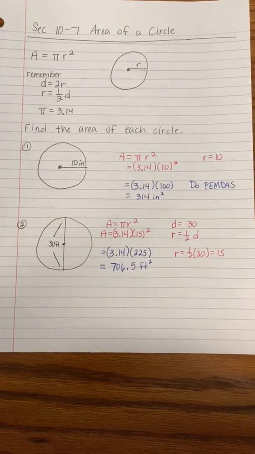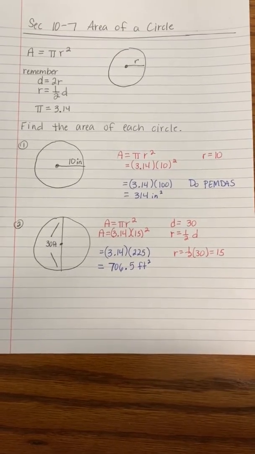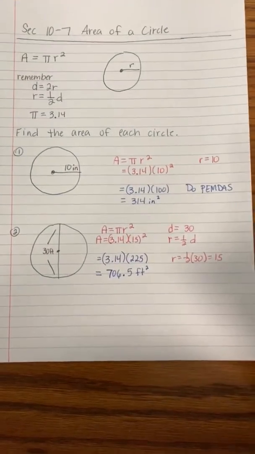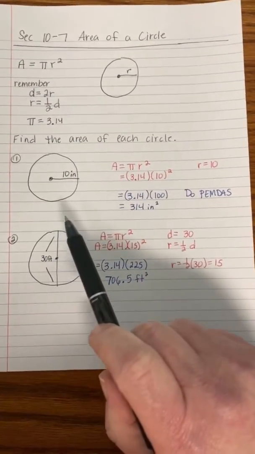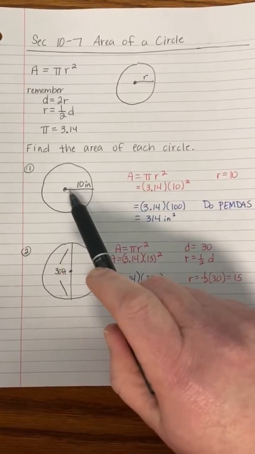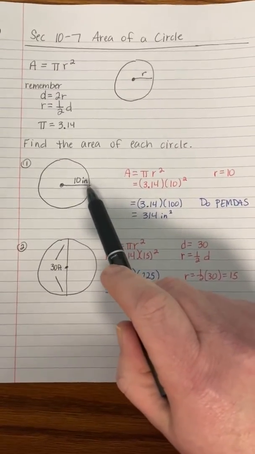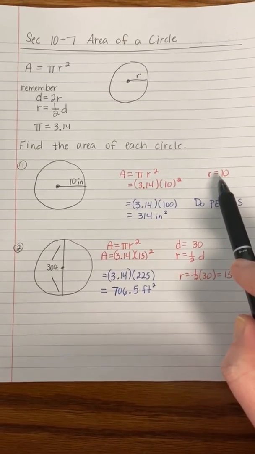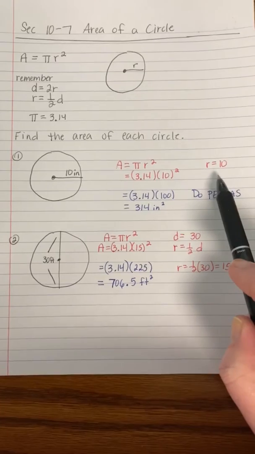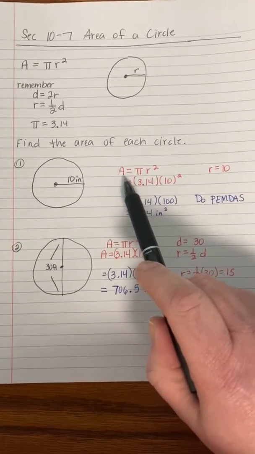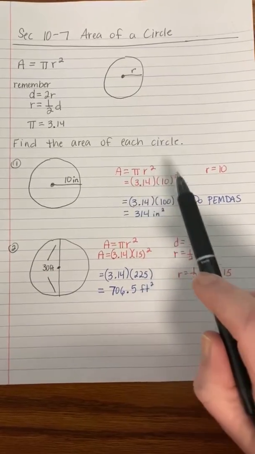All right, so we're just going to do 3 quick examples of how to find the area depending on whether you have a radius or a diameter or not. So number 1, if you look at my picture, this is going from the center out. So 10 is my radius. So I don't have to do anything to find my radius. I already have it. So I'm just going to come back over here to my formula. A equals pi r squared.